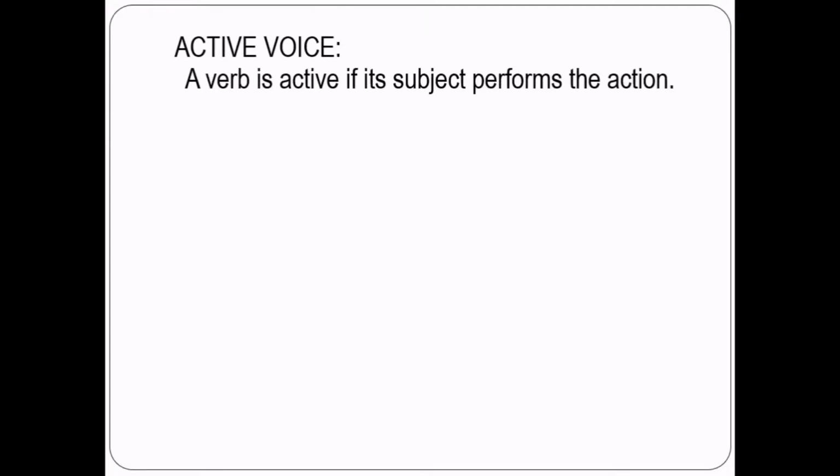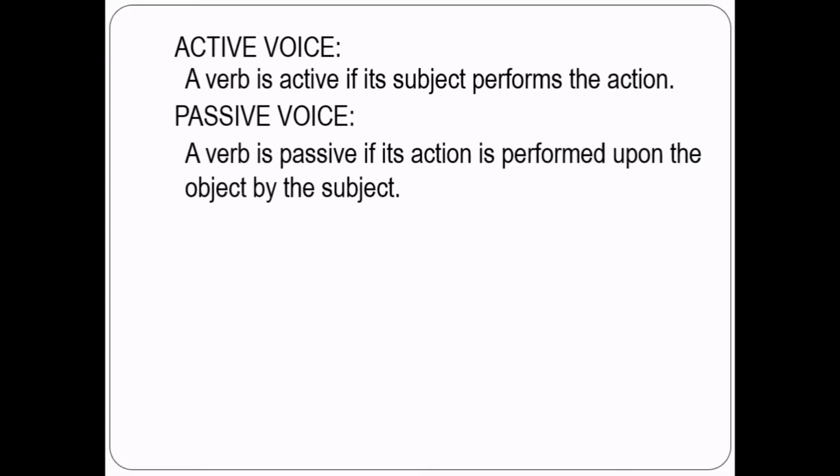For the active voice, a verb is active if its subject performs the action. Take note of that term: the subject is performing the action. For example, I am the subject in a particular example I'm going to give. I am lecturing the passive voice to my students. That is a sentence where the subject is performing the action, so the verb there is in the active voice.